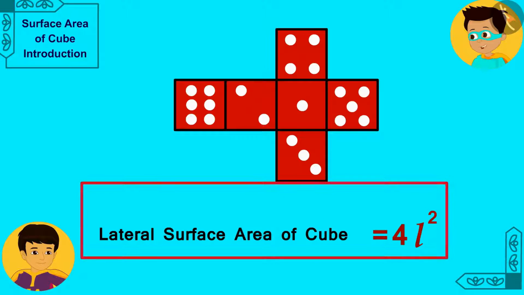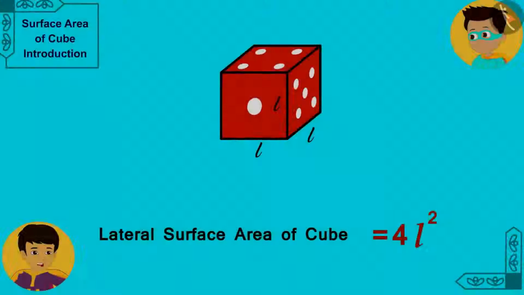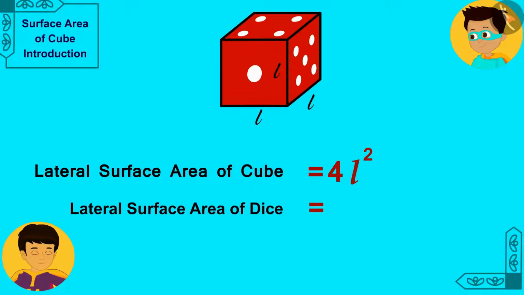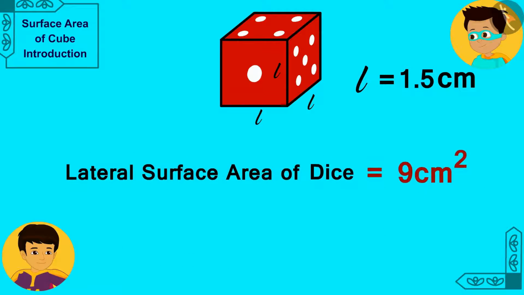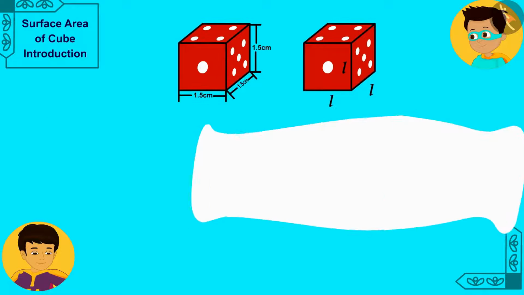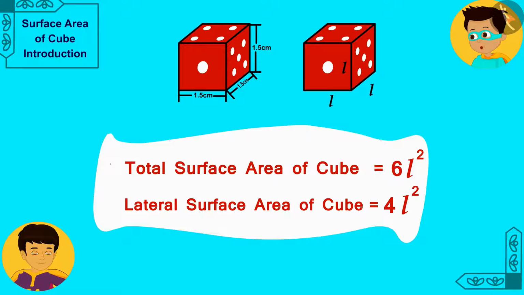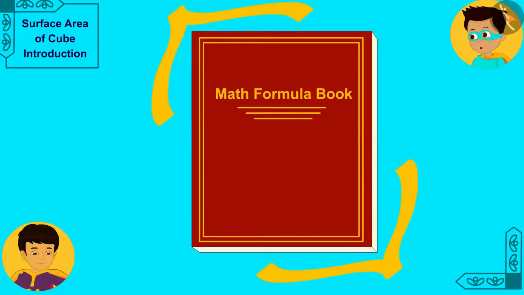Hey Manas, we also found the formula for the lateral surface area of a cube. Let me write the length of the sides of my dice, that is 1.5 centimeters, in the formula. Look, Thomas, this cube-shaped dice has a lateral surface area of 9 square centimeters. This means we will need 9 square centimeters of paper to cover the lateral sides of this dice. Wow! Today we learned 2 more new formulae. Let me quickly write them down in my math formula book.